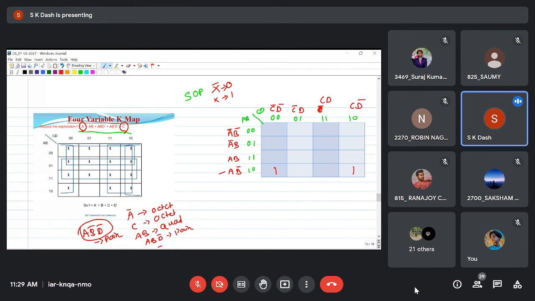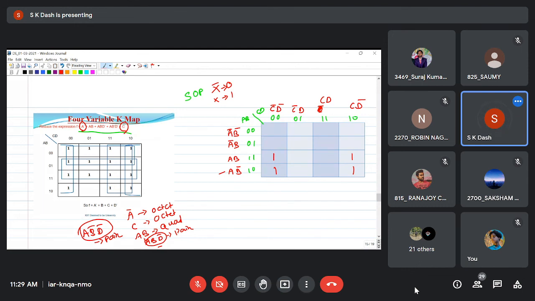Clear? Second, A B D bar. Where will A B D bar be? Which row is AB? Third row. D bar again is first column and fourth column. So these two should be one. We are just doing it in reverse, nothing else. Next, AB. For AB, four ones have to be present. It has to be a quad. In which four adjacent cells do I need to place ones such that the expression will be AB? Where is AB, which row or which column?